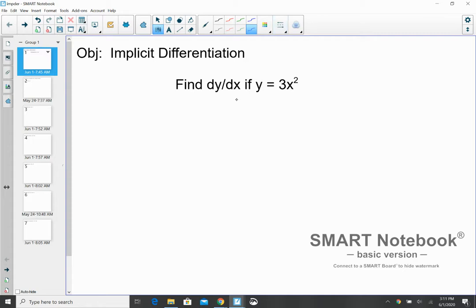Find dy over dx if y equals 3x squared. So we know this so far as just taking the derivative. Most of you say, oh, well, that just equals 6x. And I'd be like, yeah, that's great. You took the derivative of 3x squared and got 6x. However, what you're really doing is taking the derivative of a y equation with respect to x.